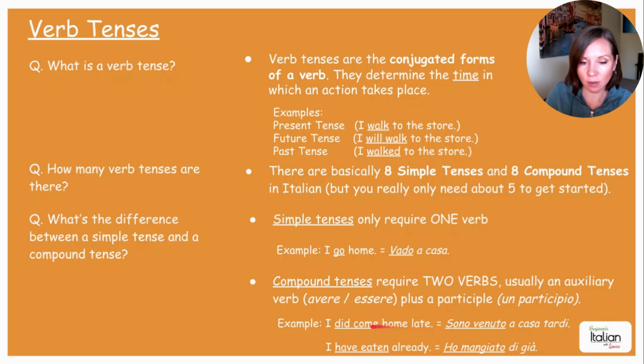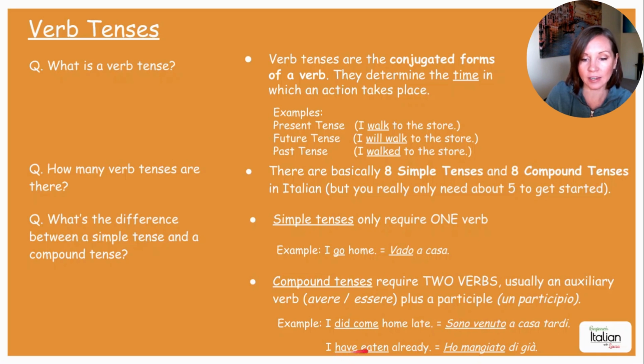Okay, so as you can see in the first instance, we added the verb essere, which we conjugated to sono for the first person singular, so I. Sono venuto. So in this case, venuto is the past participle of venire, which is to come. So as you can see, we put 2 verbs together.